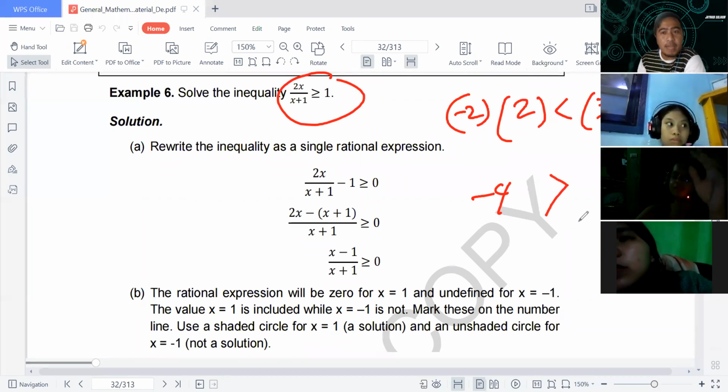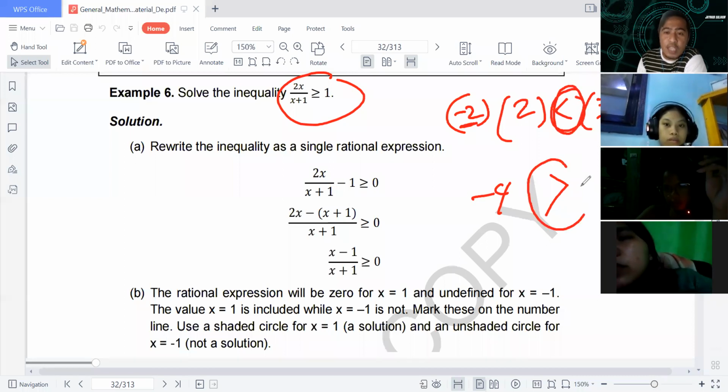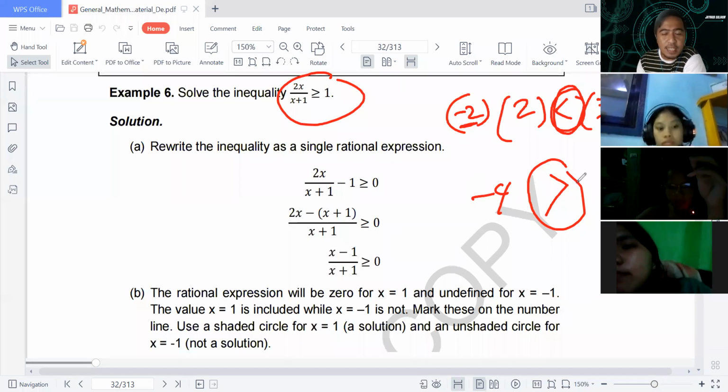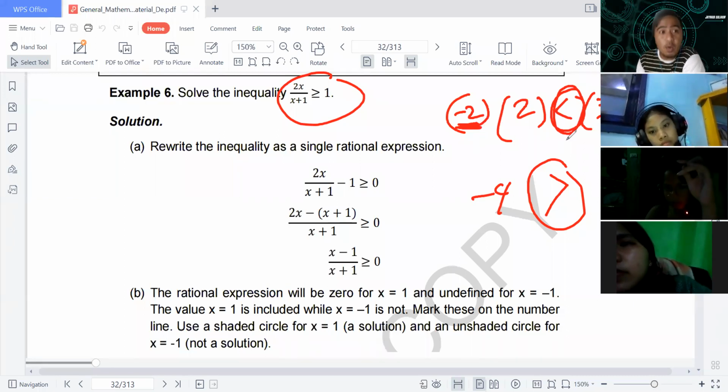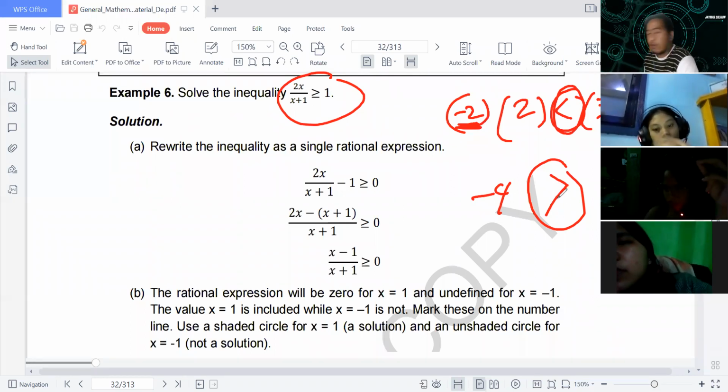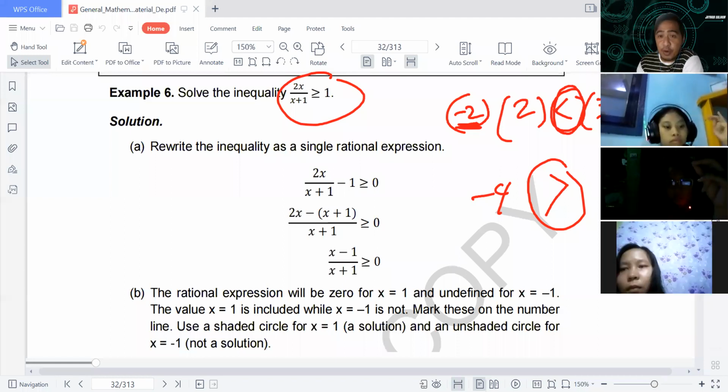So what will happen if you multiply a negative number on both sides of your inequality? The inequality will not be retained. You change the inequality symbol to its opposite direction. Clear? I want to emphasize that one. If you multiply a negative number on both sides of your inequality, the inequality will be changed to its opposite direction. Clear? Okay. So it is very important to do that.